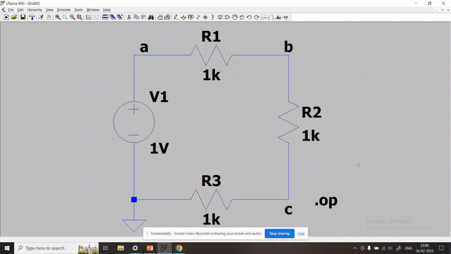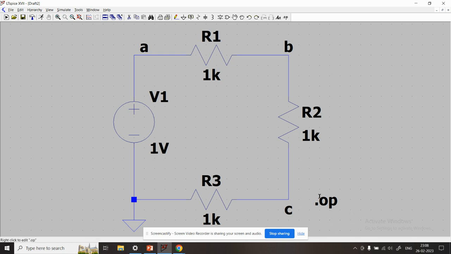So here is another example with a DC circuit. We have a voltage source V1 with a value of 1 volt. We have resistor R1 with a value of 1K. We have resistors R2 and R3 each having a value of 1K. And the nets or the wires have been labeled as label A, here label B, and here label C.